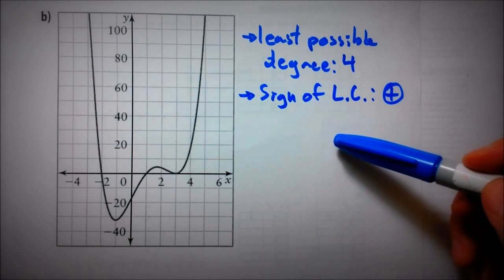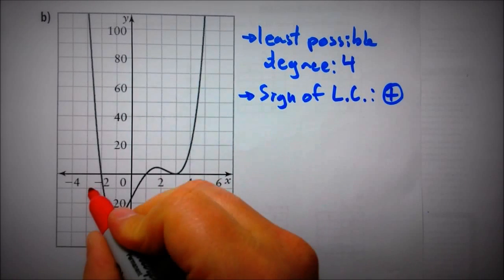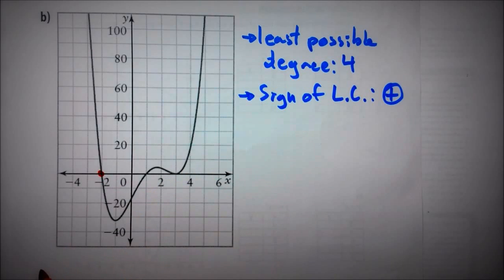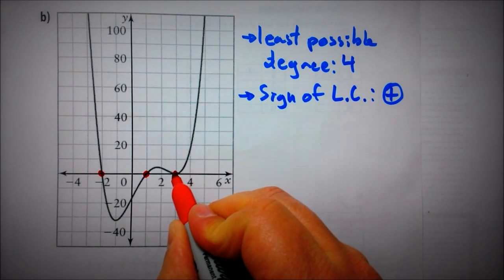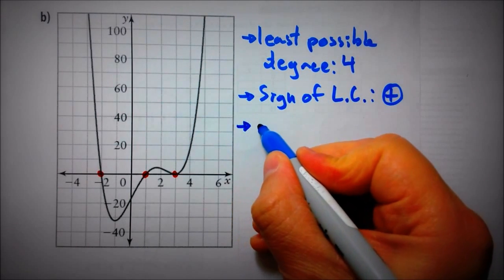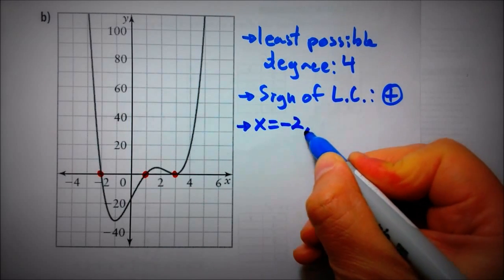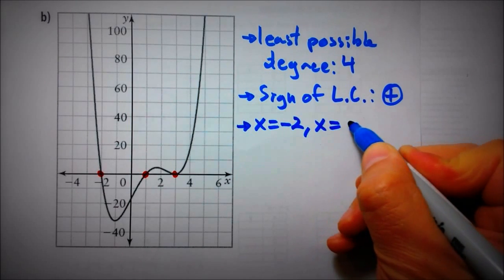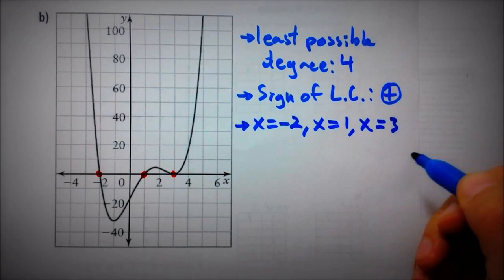Now the next question says to collect the x-intercepts and the factors of the function. So let's look at the x-intercepts here. We have here a -2, this is 1, and this is 3. So let's start collecting that. The x-intercepts are x equals -2, x equals 1, and x equals 3.